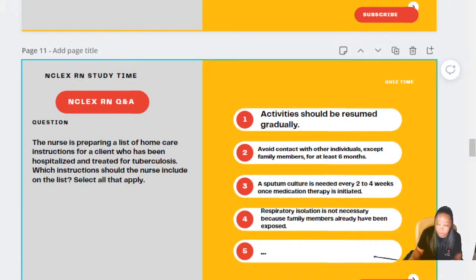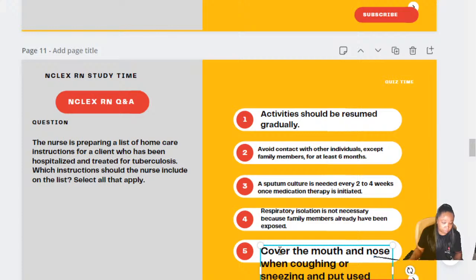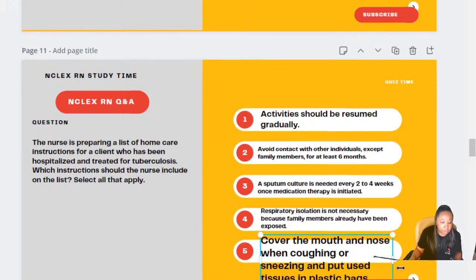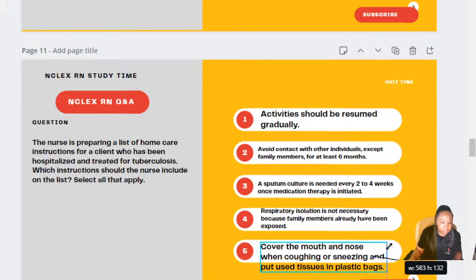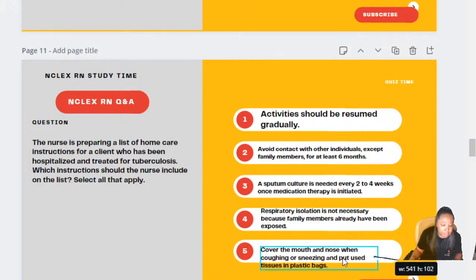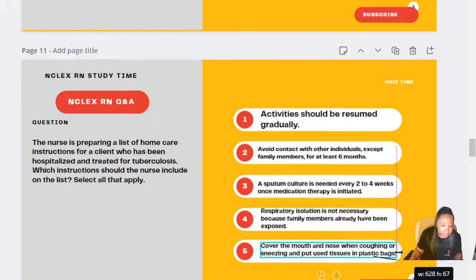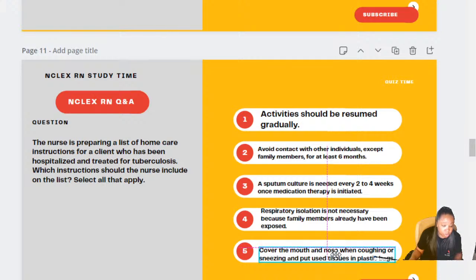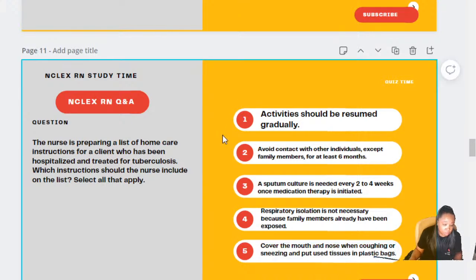And then the last one says, let's see what the last one says. The last answer, you have to say, tell the patient to cover the mouth and nose when coughing or sneezing, and put the used tissues in a plastic bag. This is one of the things that you have to tell the patient that has TB. So within all these, let's choose the best one.